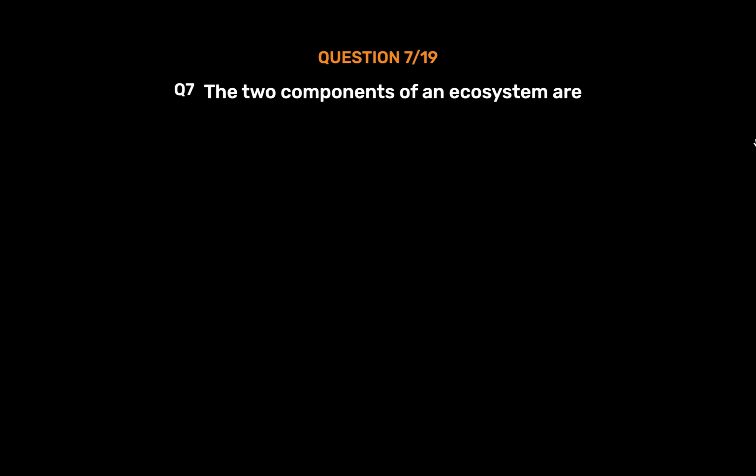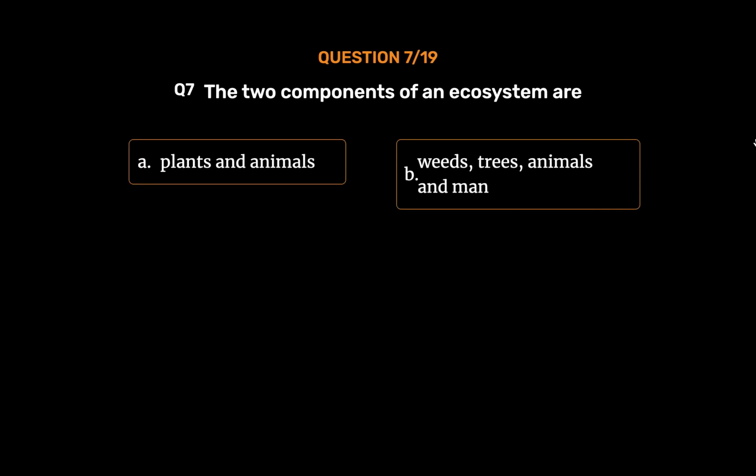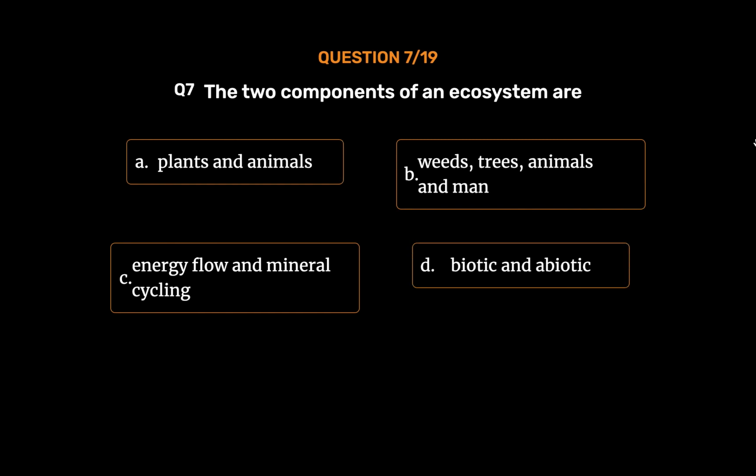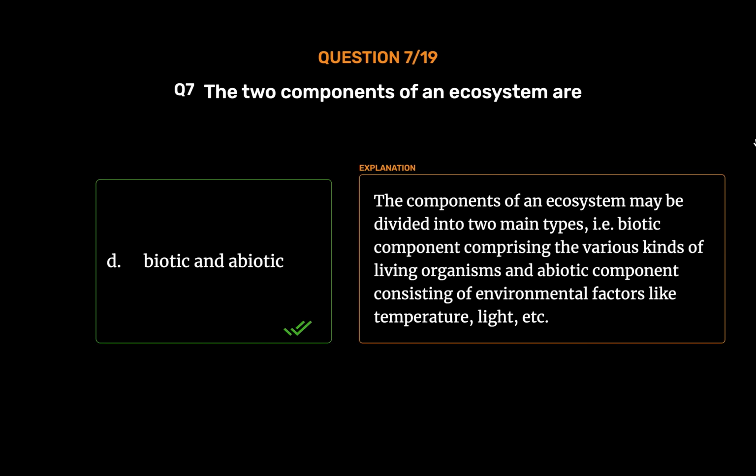Question number 7. The two components of an ecosystem are Option A. Plants and animals. Option B. Weeds, trees, animals and man. Option C. Energy flow and mineral cycling. Option D. Biotic and abiotic. The correct answer is Option D. Biotic and abiotic. The components of an ecosystem may be divided into two main types, i.e. biotic component comprising the various kinds of living organisms and abiotic component consisting of environmental factors like temperature, light, etc.